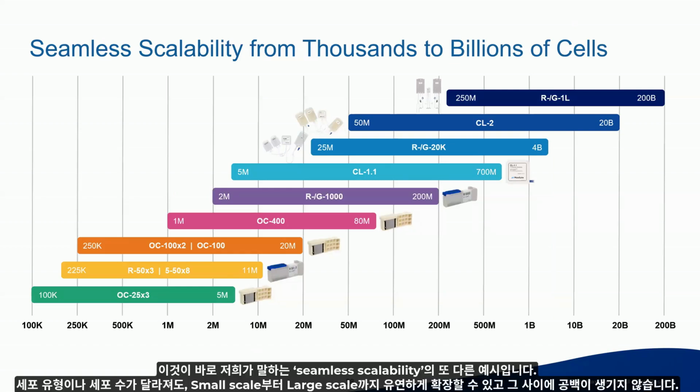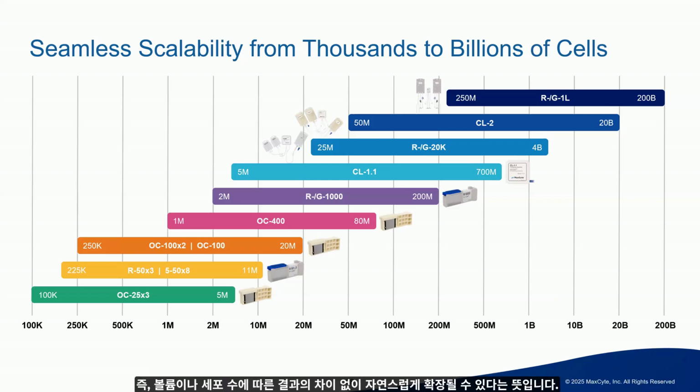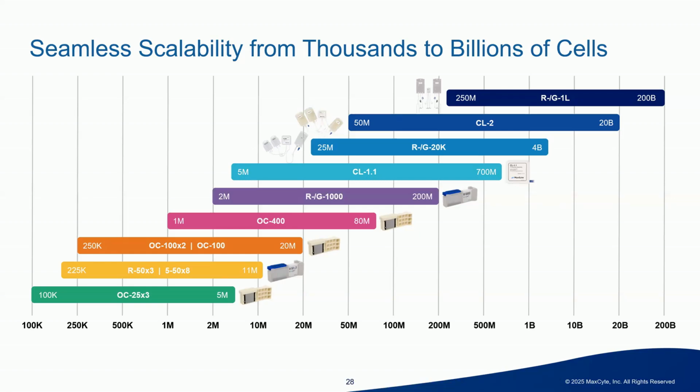And so this is another representation of what we mean by seamless scalability: if you go to the bottom and the top ranges for the cell type or for the cell number, you really can stretch it far. And so there's a lot of overlap, so there's no gap between two different volumes or cell types or cell numbers.